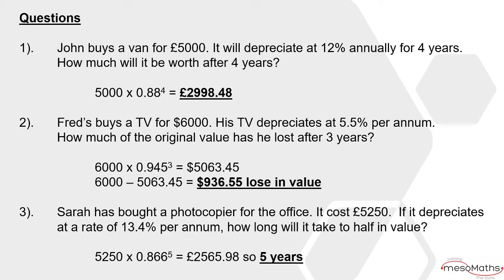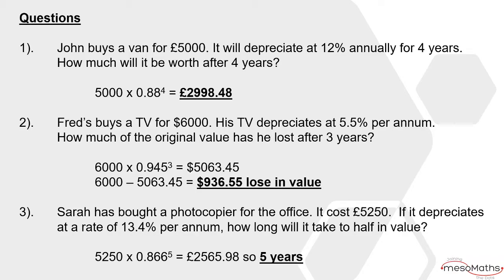Question 2. Fred buys a TV for $6,000. His TV depreciates at 5.5% per annum. How much of the original value has he lost after 3 years? So slightly different wording to the question. Same process. Find your multiplier, which is 0.945 to the power of 3 this time because it's over 3 years. That tells you that after 3 years, the television's worth $5,063.45. So subtract that from the original amount to find out how much value the television's lost, and you get an answer of $936.55.